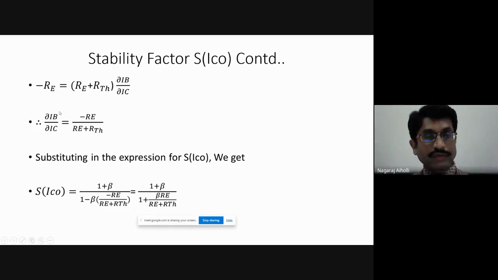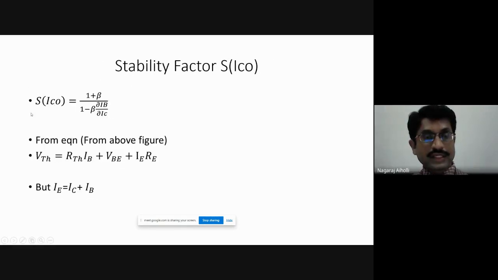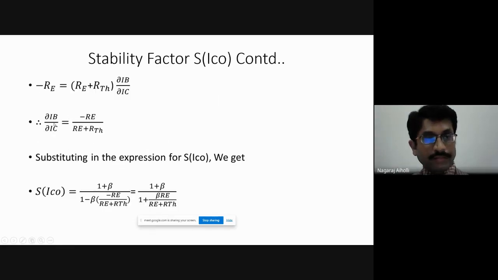Now we got the equation for ∂I_B/∂I_C. This equation we have to substitute in the general equation, that is S of I_CO is equal to (1 plus beta) divided by (1 minus beta ∂I_B/∂I_C). We got ∂I_B/∂I_C, so substitute in this equation and get the equation for S of I_CO. What is ∂I_B/∂I_C? It is minus R_E divided by R_E plus R_TH. Substitute that.